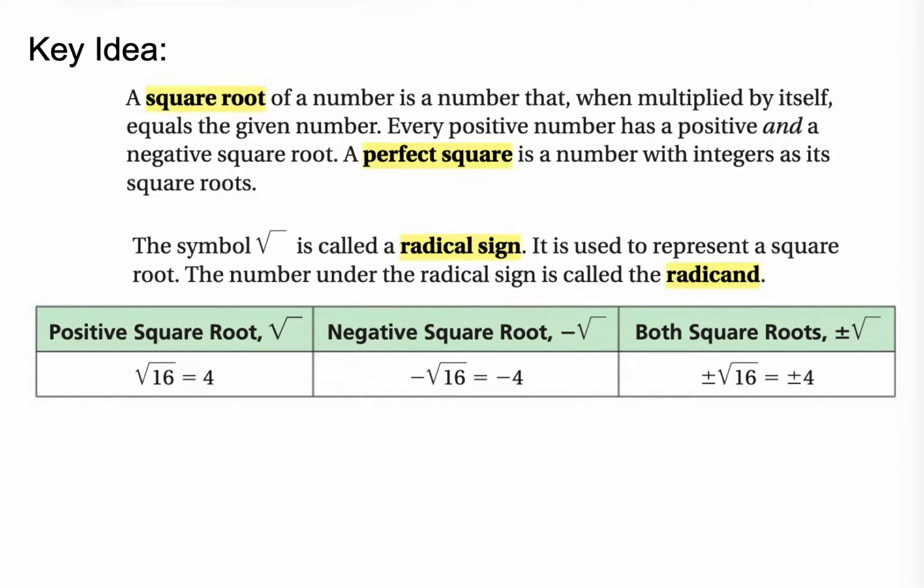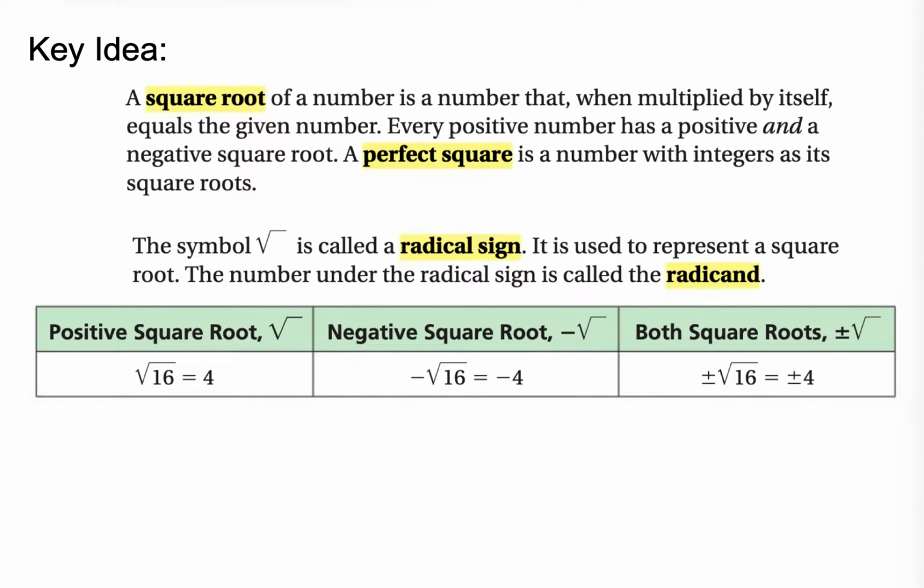Today we're doing lesson 14.1, which is square roots. Our key idea: a square root of a number is a number that, when multiplied by itself, equals the given number. Every positive number has a positive and a negative square root. A perfect square is a number with integers as its square roots.